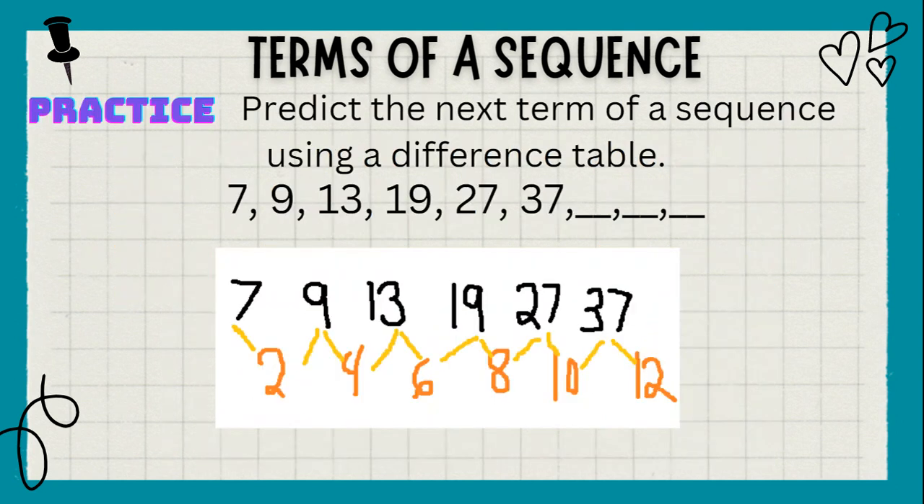And now let's practice. Predict the next term of a sequence using a difference table. So 7, 9, 13, 19, 27, and 37. So, ibutang ang mga given. Next is minus: 9 minus 7, 2, 13 minus 9, 4, 19 minus 13, 6, 27 minus 19 is 8, 37 minus 27, 10. So as we can see on the first difference, 2, 4, 6, 8, 10, 12.